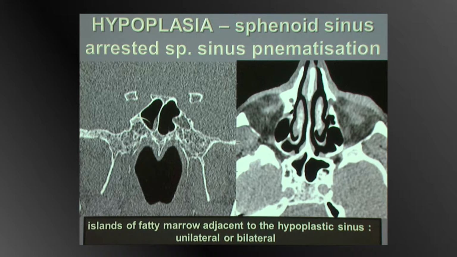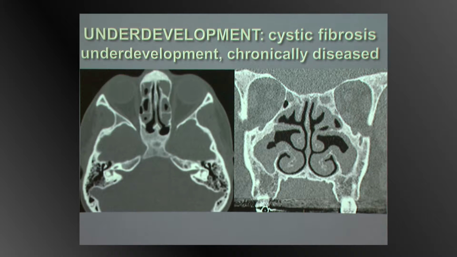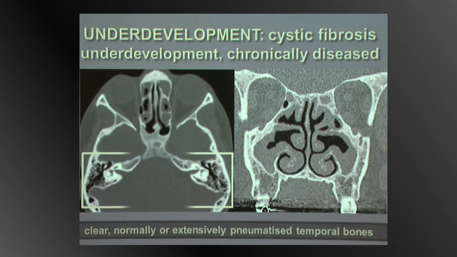So here it is, bilateral. Little bits of fat on the soft tissue window images. Looks a bit like fibrous dysplasia, looks a bit like a chondroid lesion, but it's not. Cystic fibrosis, you tend to get small, chronically diseased sinuses. And then the other feature of cystic fibrosis is that they have well pneumatized and clear temporal bones, which is a mystery to many.